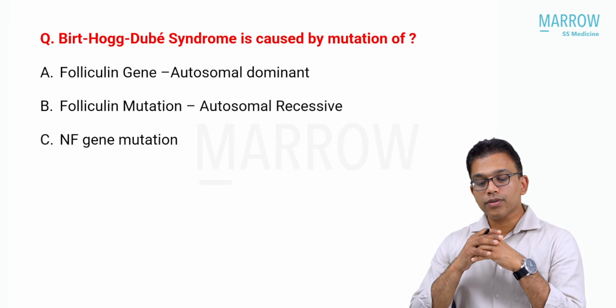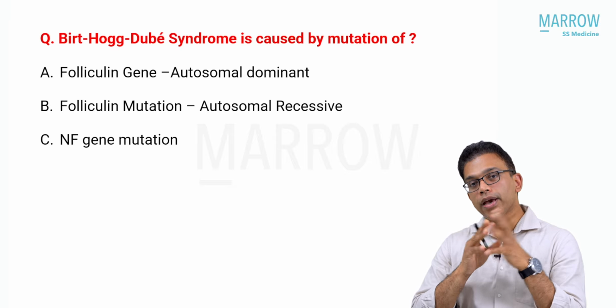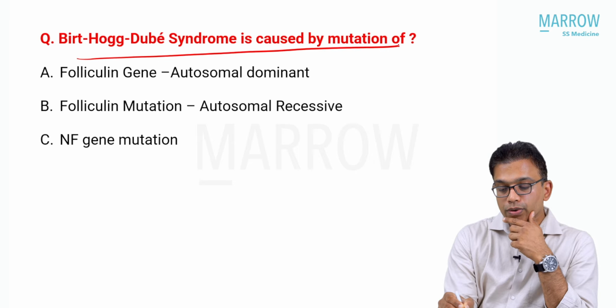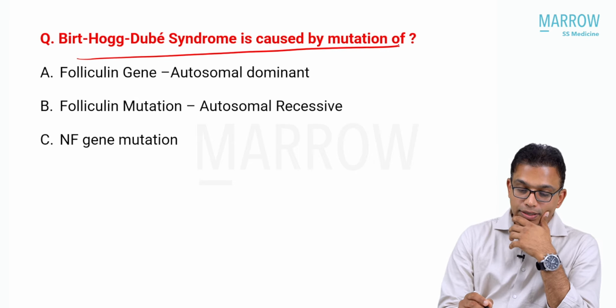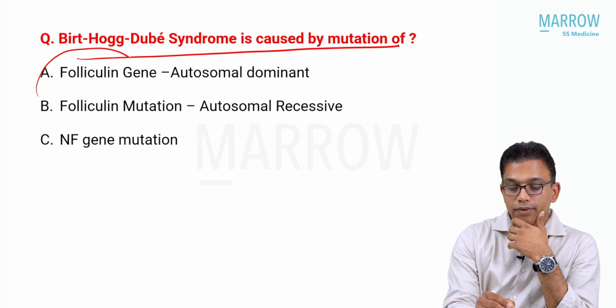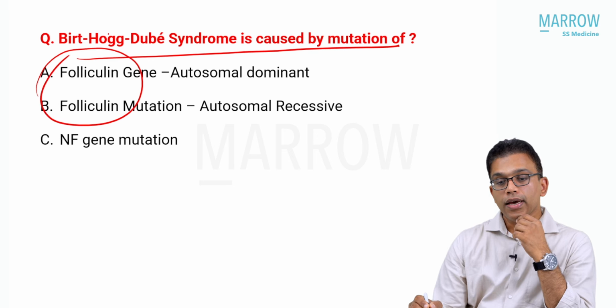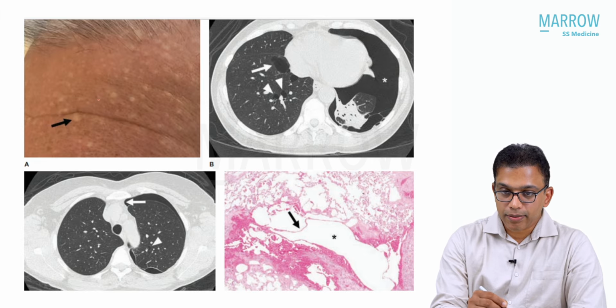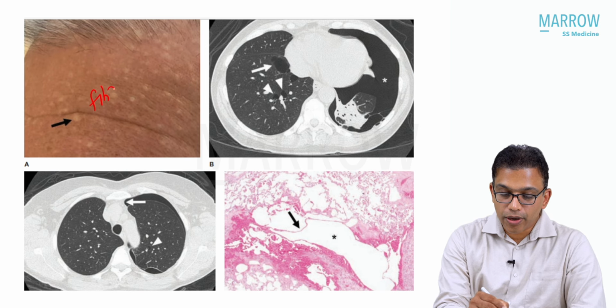Birt-Hogg-Dubé syndrome is again a question that we have discussed in the module on cystic ILD. Birt-Hogg-Dubé syndrome is caused by mutation of, it's a direct straightforward question, the folliculin gene, and the inheritance is autosomal dominant. Again, it is characterized by skin fibrofolliculomas.